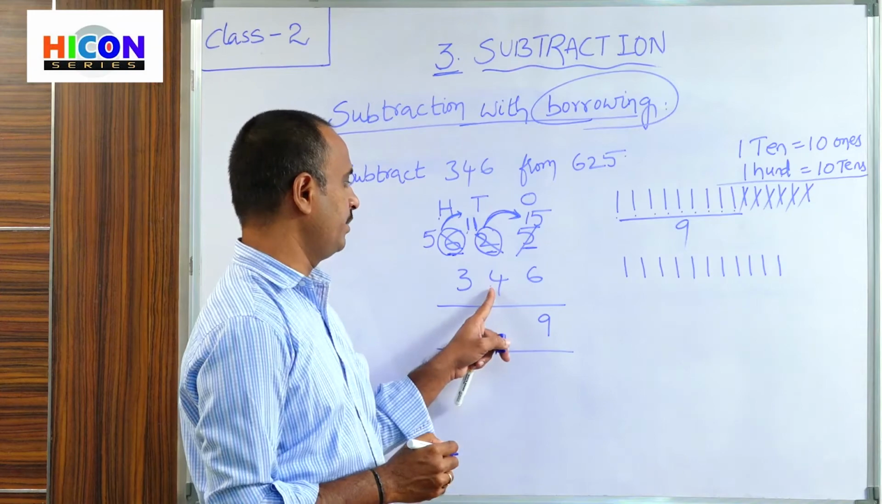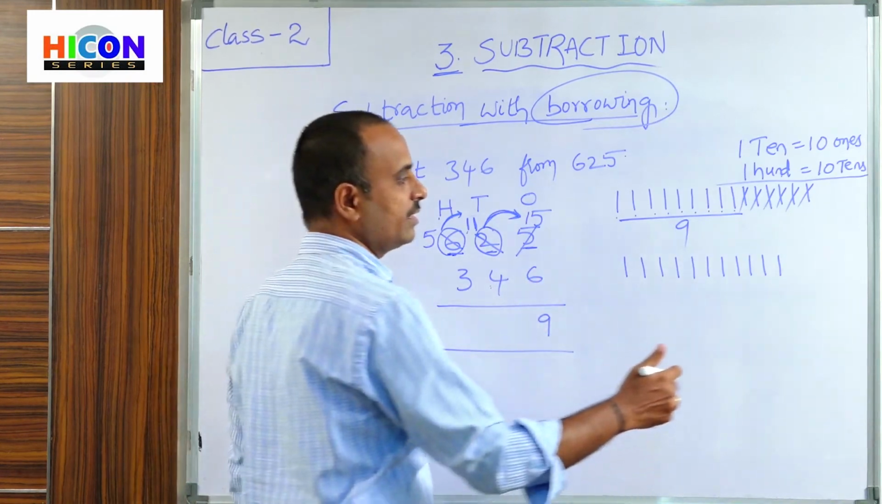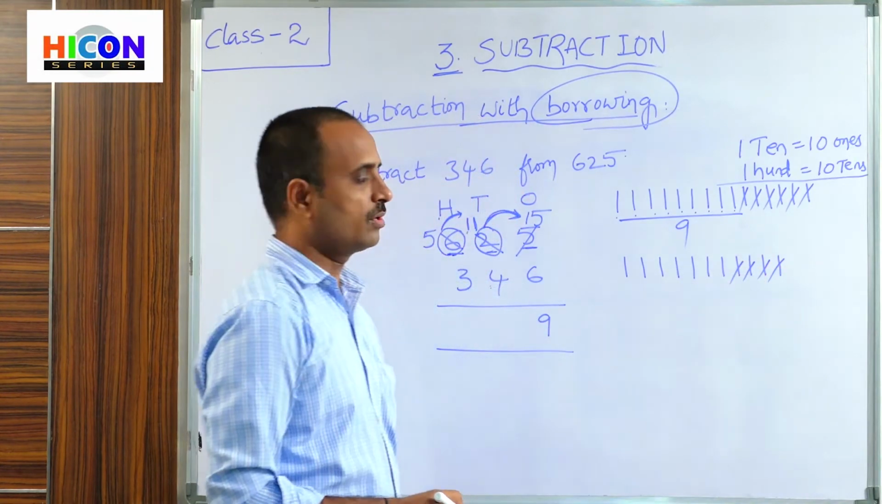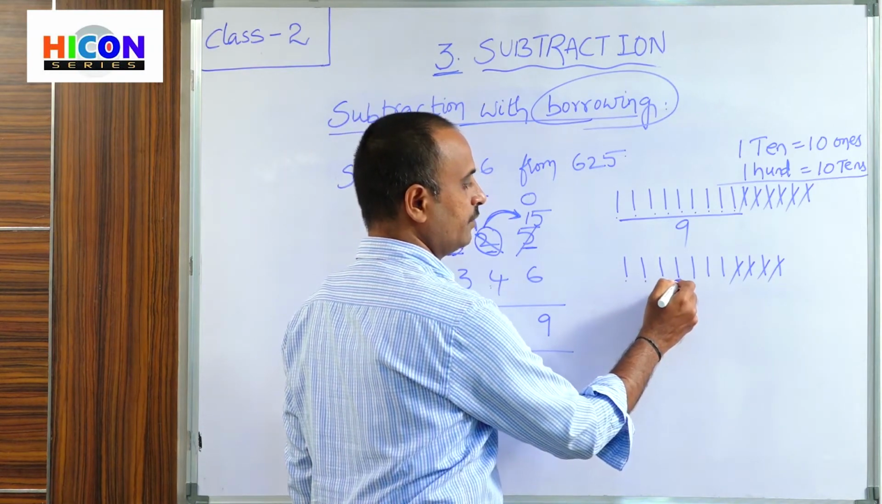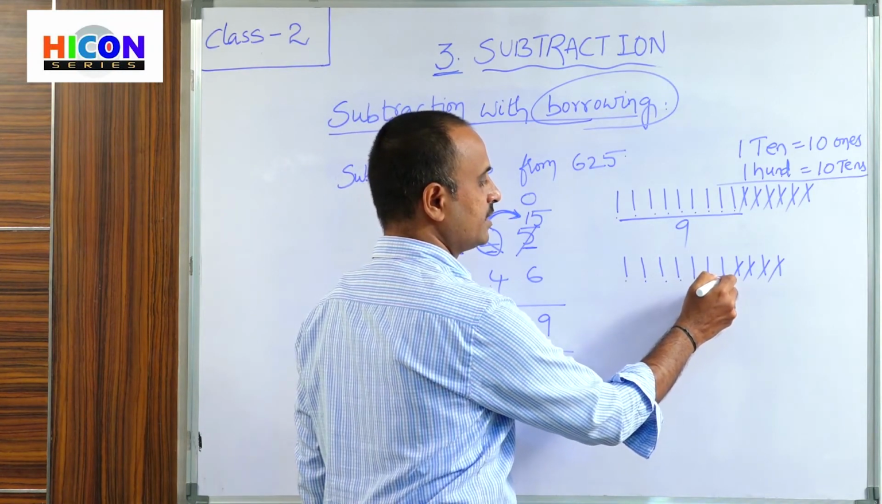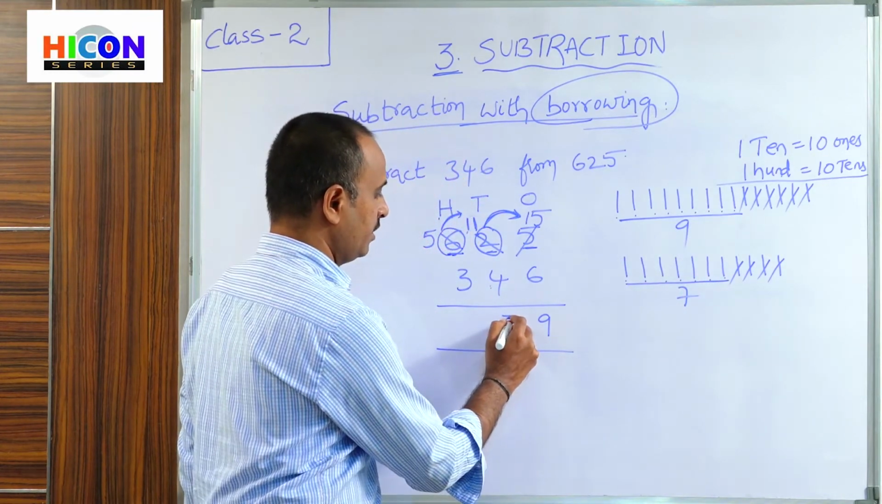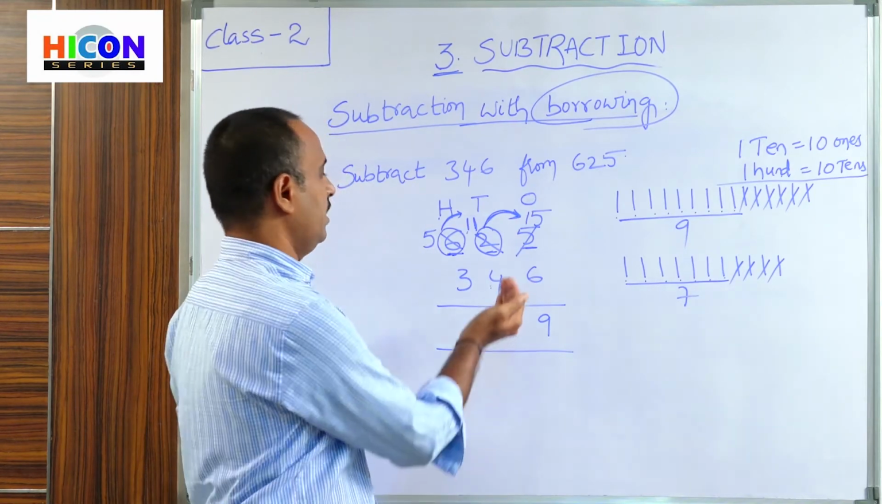So what is the second number? 4. So strike off 4 lines among 11 lines. So strike off 4 lines. 1, 2, 3, 4. So count how many lines are left. So 1, 2, 3, 4, 5, 6, 7. So children, 7 lines are left. So the answer is 7. Write 7 under tens place.